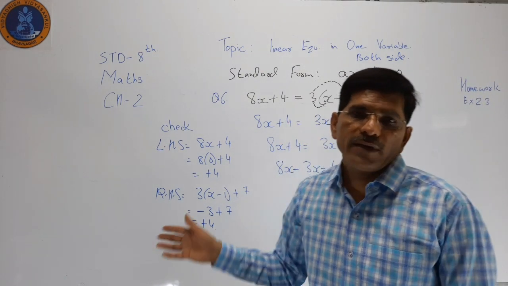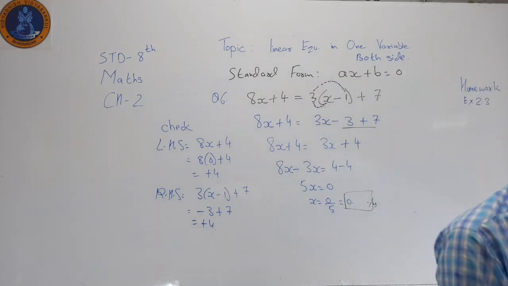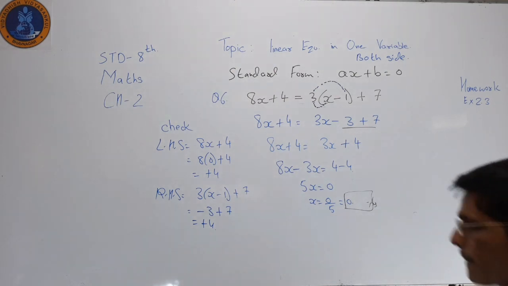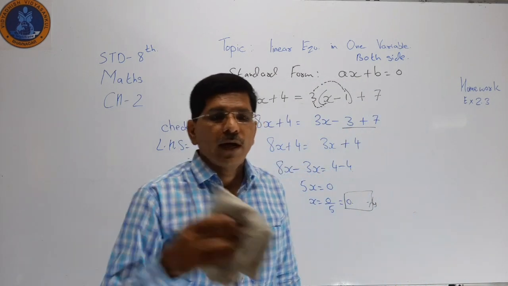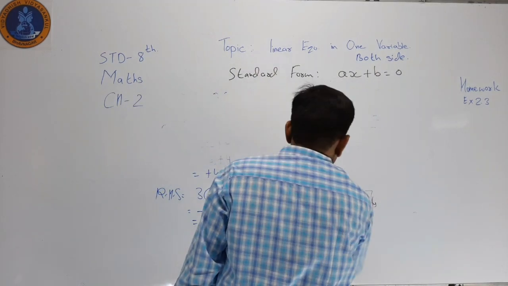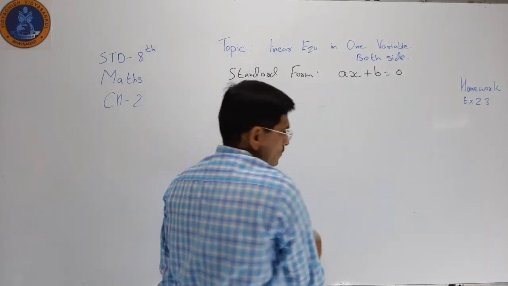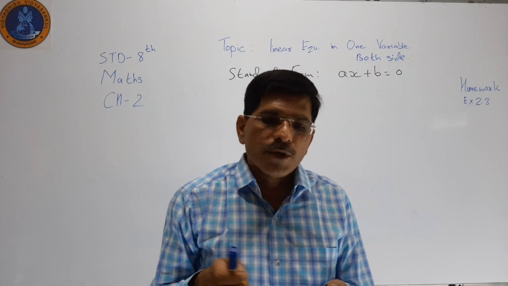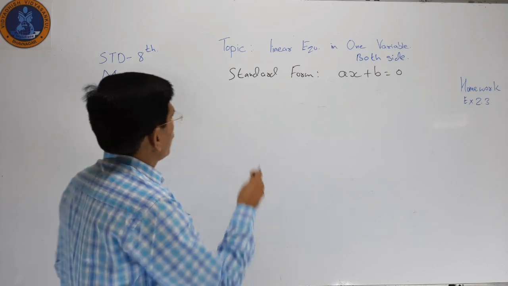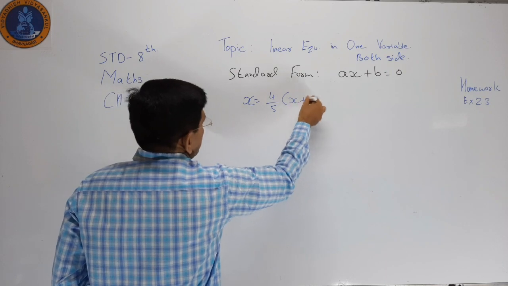So 6 sums we have already completed. Now 4 or 5 sums are still left that we have to do. So I think I have to do some more sums. Okay. Now some denominator and numerator simplification that we have to do. The question is x is equal to 4 by 5 bracket x plus 10.